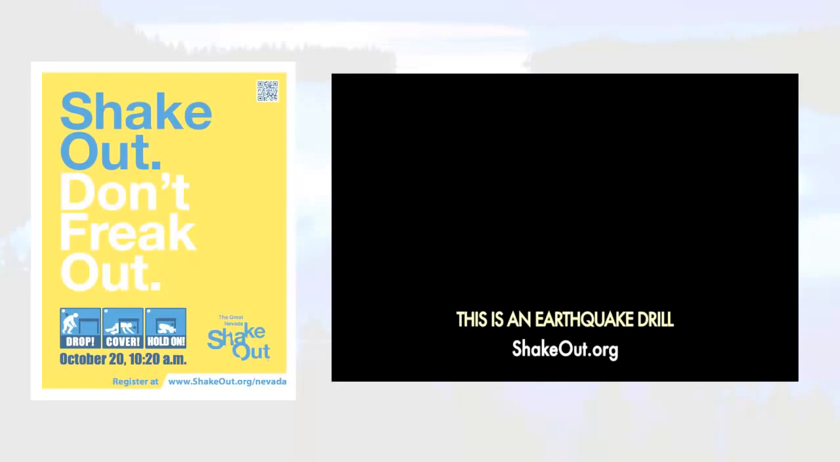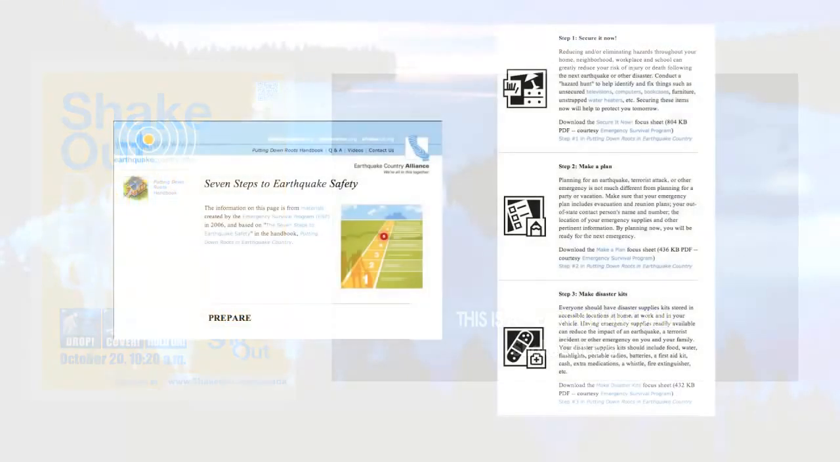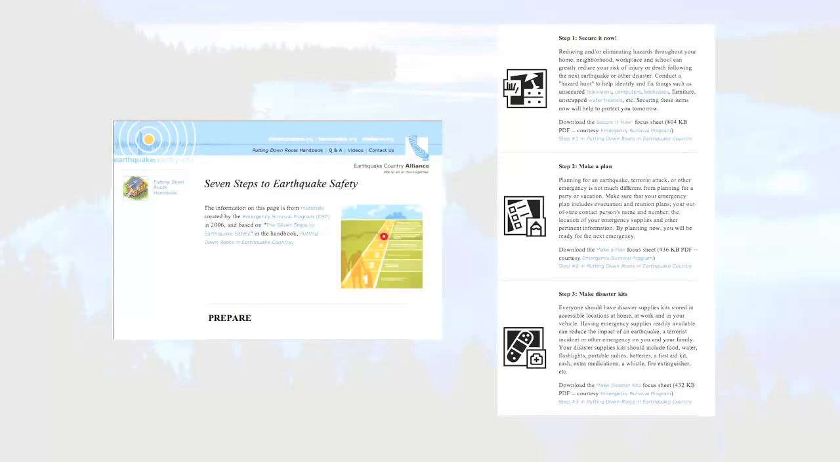So we want people to go through this. I know everyone's starting to get all depressed. On the website, there's 7 steps to earthquake safety. You want to secure your area. Go through your house tonight. Are all your wall units connected? Right? Let's start to get the economy going back.